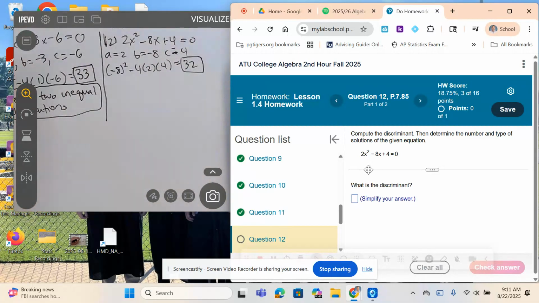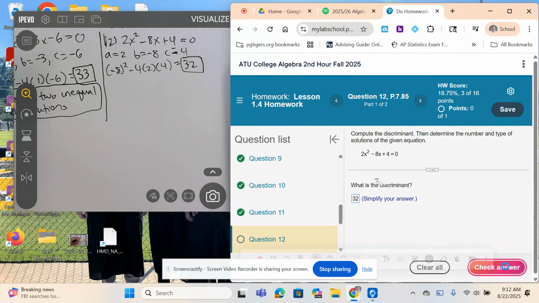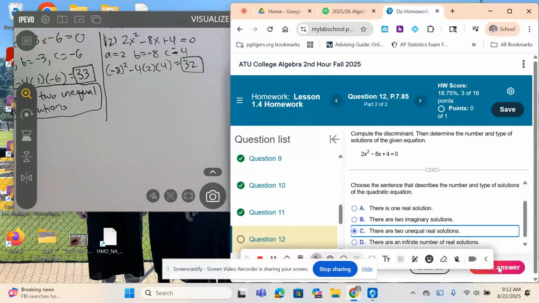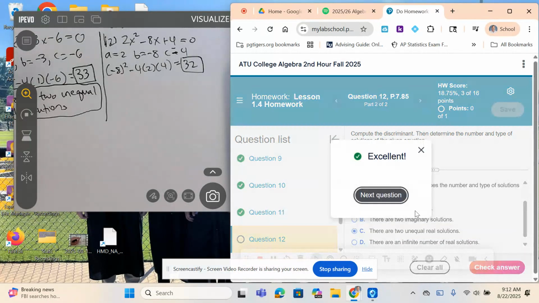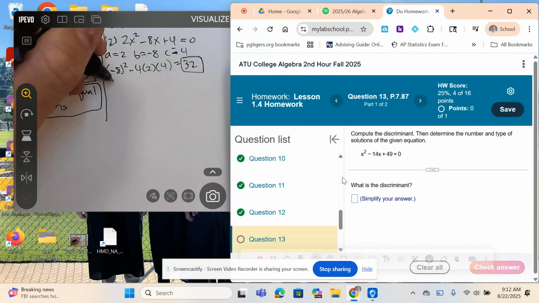If you get a positive, it's two unequal real solutions. If it's negative, it's two imaginary. Okay, so it's going to be two unequal. If you get negative, it's two imaginary. If you get 0, it's one solution. So I tried to make it to where you had one of each, and I guess that did not work.